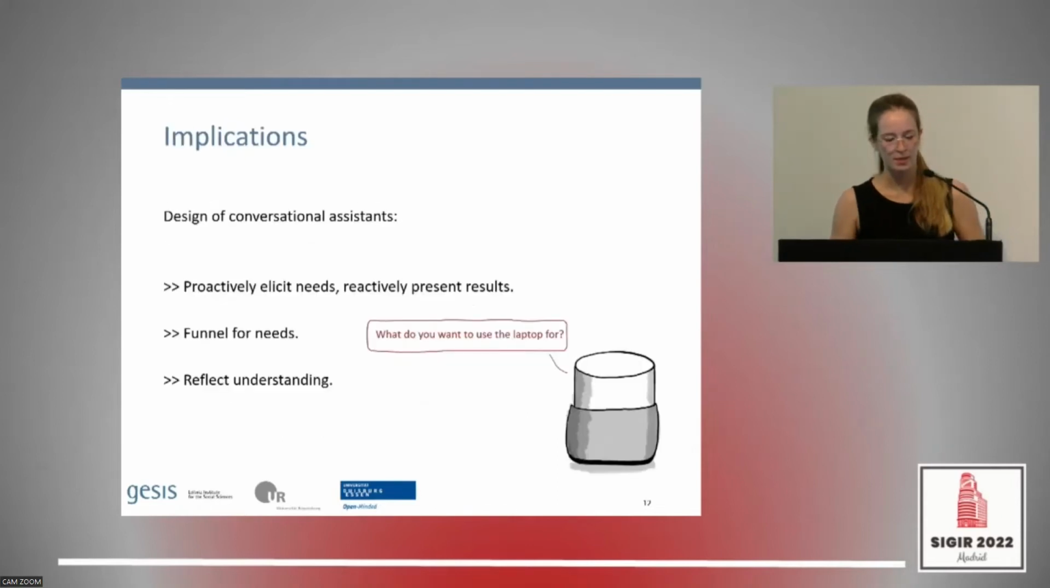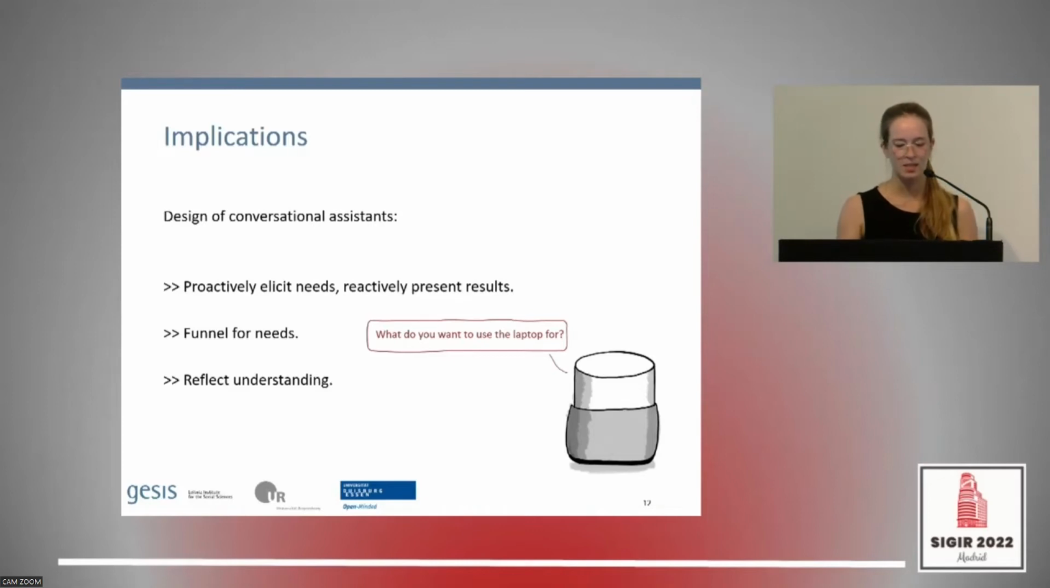So what do our findings mean for the design of new conversational assistants in product search? From our findings, we derive some design recommendations. First, systems should be proactively inquiring the user about their needs and be ready to answer questions about the products after presenting them. That means systems should be ready to argue for and answer questions about the products that it has deemed suitable for the user.